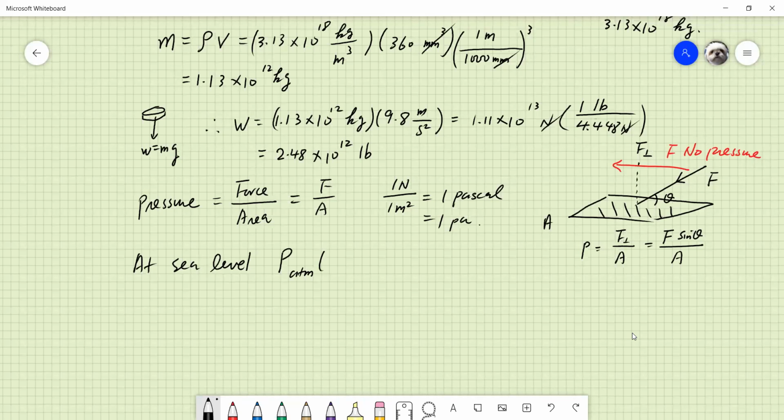Or you can put y equals 0. It is equal to 1.01 times 10 to the 5th Pascal, or you can write it as 101 kilopascal. Or you can write it in the unit you like, the British units, 14.7 pounds per square inch, which we call PSI. Get it?